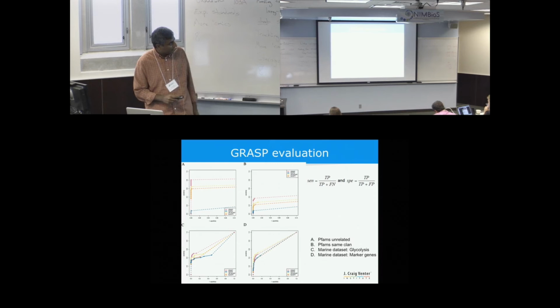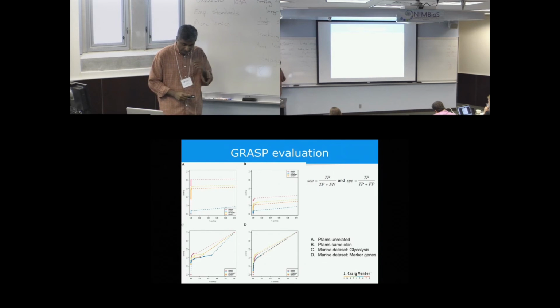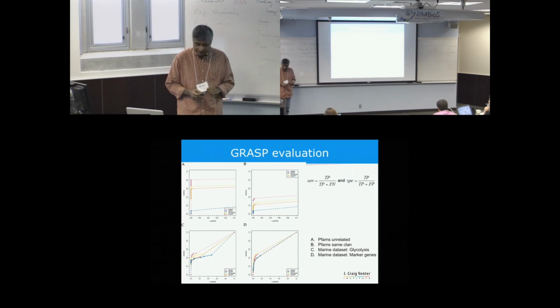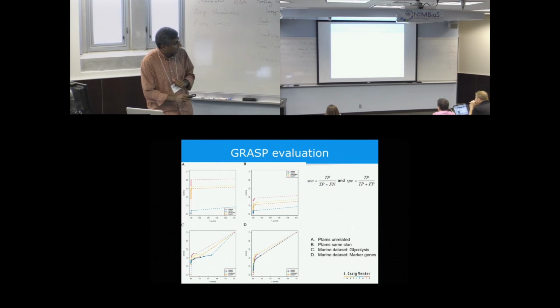Then we looked at a couple of other metagenomic data sets. The idea here was, you have a metagenomic data set. In this case, we took the simulated marine data set that I mentioned earlier, took glycolysis genes from an organism that's not in the data set, and took their protein sequences as queries and asked, can you detect their homologs in the short peptide database that you constructed from the simulated marine data set? And again, you find that the performance of GRASP is better than that of the other methods.